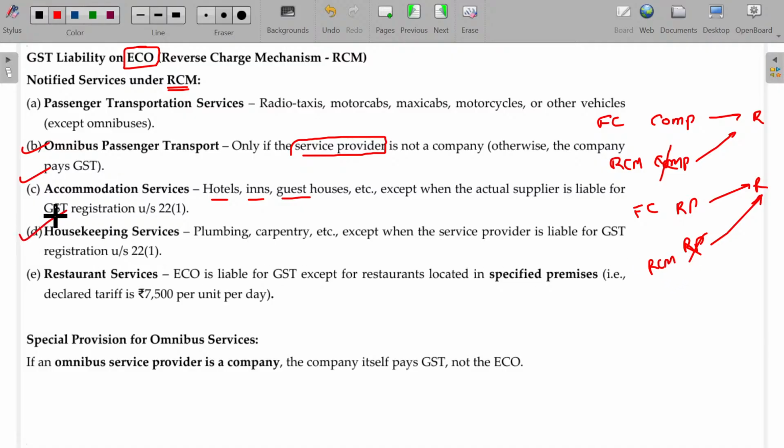In case of housekeeping services, plumbing, carpentry, etc., the same happens here. The same: if the supplier is the registered person, forward charge will be applicable. Otherwise, RCM will be applicable.